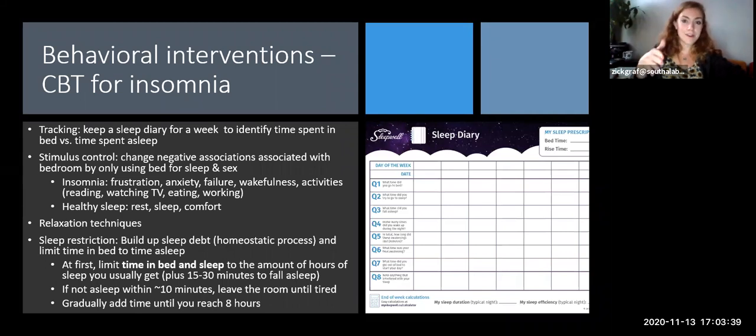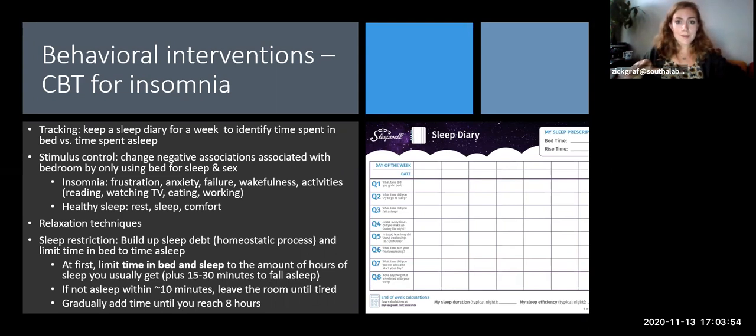I don't care if the time that you fall asleep is later than you want or the time that you wake up is earlier than you want. Bed is only for sleeping. So if you only can sleep 5 hours right now, you're only going to be in bed for 5 hours, plus a little window of time to help them fall asleep.